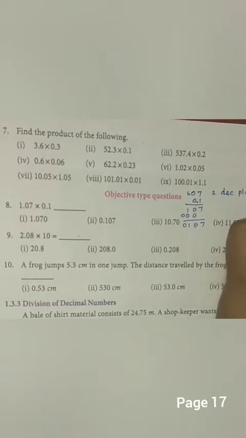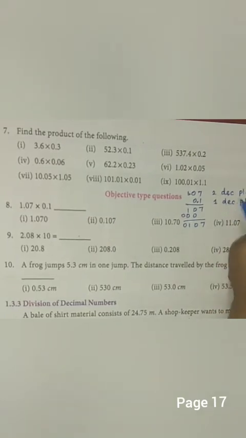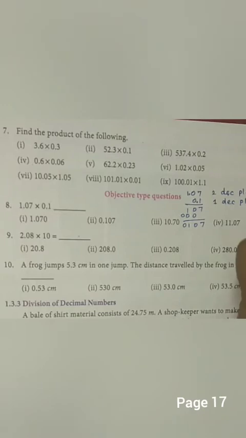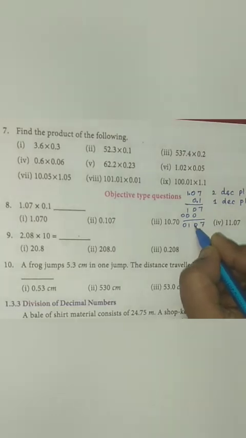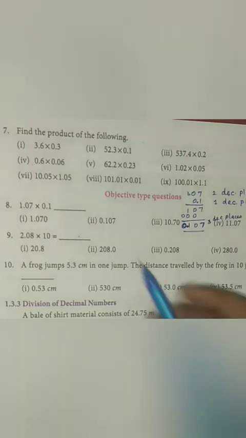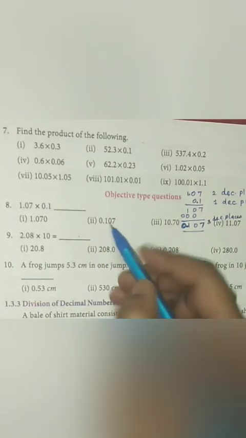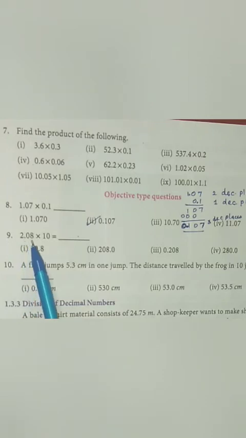places. The second number has 1 decimal place. So the product must have how many decimal places? 2 plus 1, 3 decimal places. So from right leave 3 digits, 1, 2, 3 and keep the decimal point. So the correct option is 0.107.